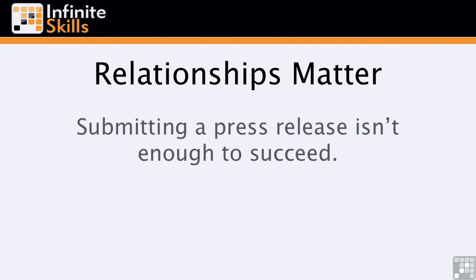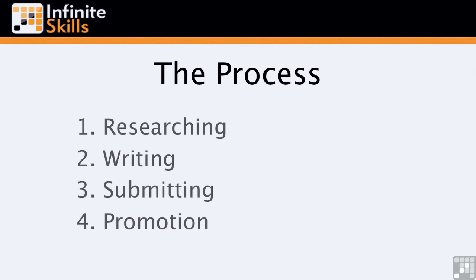So let's take a look at the process that we're going to go over here today. So these are the 4 steps that we're going to take a look at. The first being research. The second is writing. And we're going to actually look at writing a press release, submitting it, and then promotion. These are the 4 most important steps for doing any press release, but we're also going to look at a little extra step here in the writing phase when we're talking specifically about SEO.